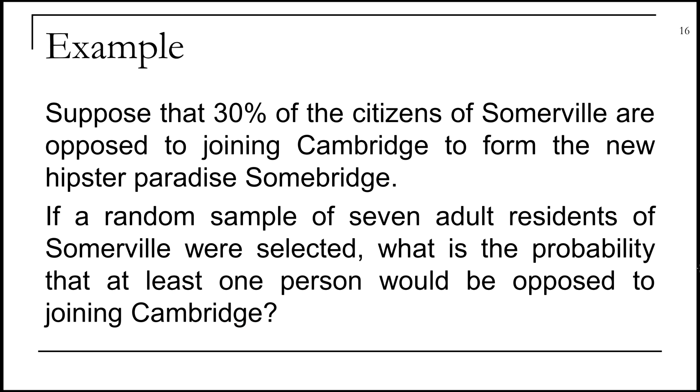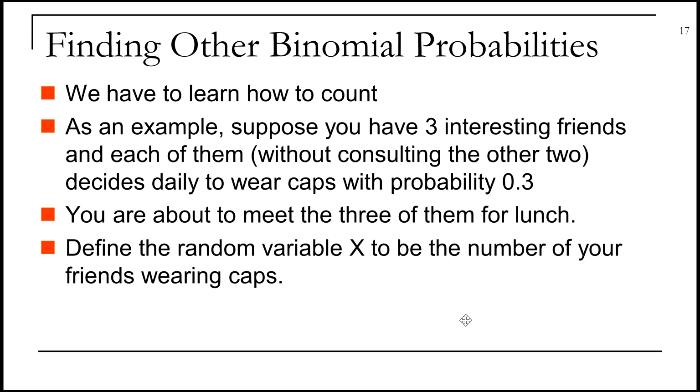So pretty straightforward. Assume that 30% of citizens of Somerville are opposed to joining Cambridge to form the new hipster paradise, Somerbridge. If a random sample of 7 adult residents of Somerville were selected, what's the probability that at least one person would be opposed to joining Cambridge? That's 1 minus probability no one would be opposed. That'd be simply 1 minus 0.7 to the 7th. So easy to do. Well, how do you find other binomial probabilities?